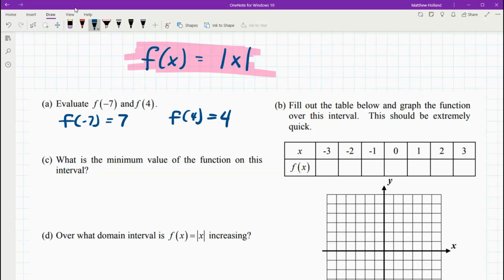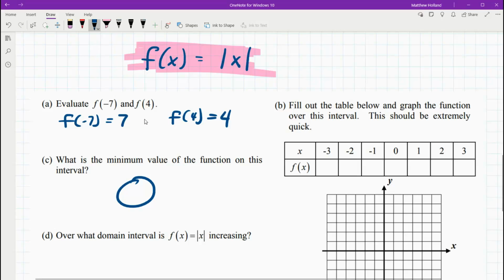What is the minimum value of the function on this interval? I assume they're talking about this interval here, but either way, the lowest output you can get from an absolute value function is 0. Right? I kind of just said that. The absolute value of 0 is 0. The absolute value of any other number is positive. Oh, we skipped over part B, but not a big deal.